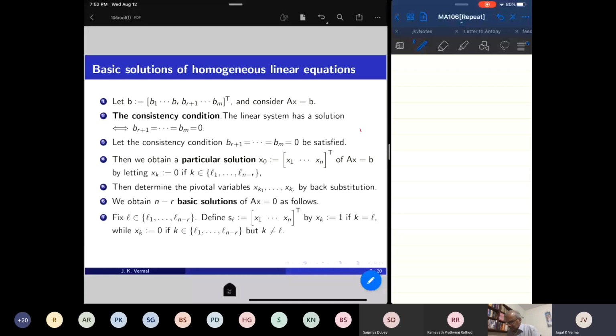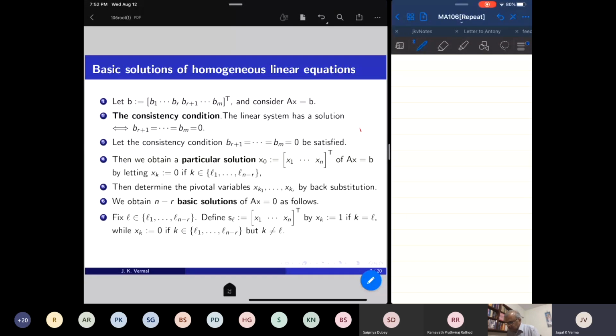So we find solutions of the homogeneous equation Ax = 0, and there are as many solutions in this manner as the number of free variables. Corresponding to the non-pivotal variables, we find these solutions SL. SL is a particular solution of Ax = 0. How do we determine SL? Line up the non-pivotal variables, pick one of them and give value 1 to it, and the other non-pivotal variables we give value 0.